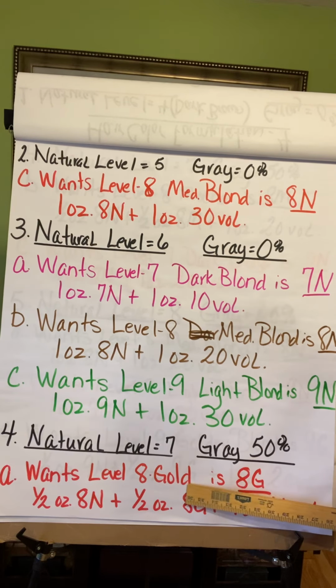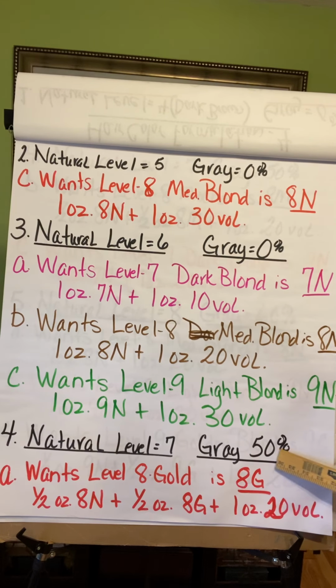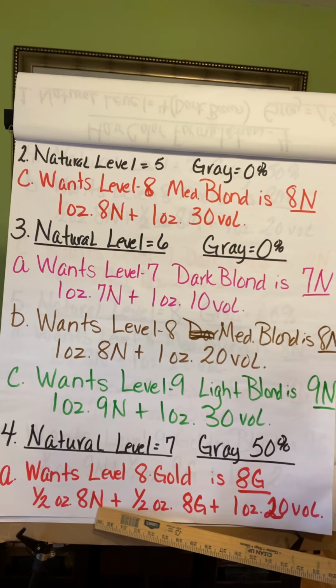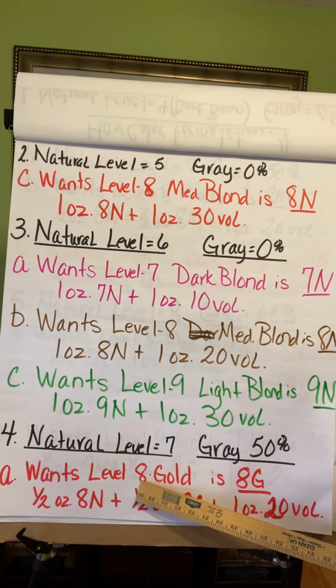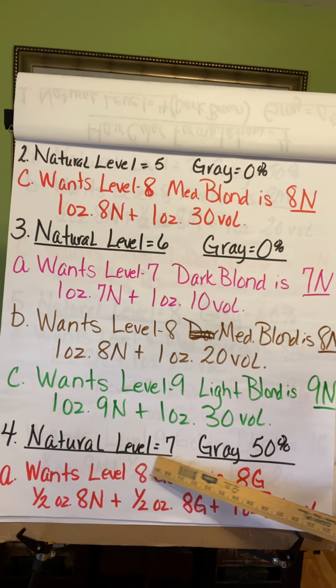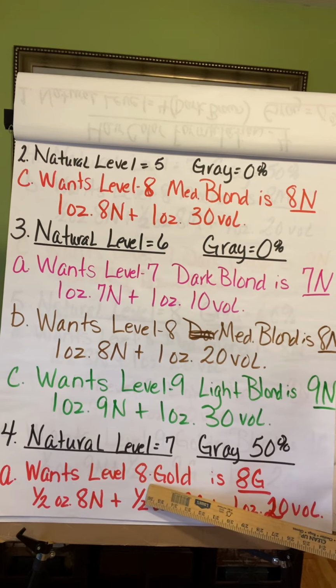So she wants to be a level 8 gold, which is 50% gray, so I have to add the natural in. I add the natural at the same level she wants. Do not put 7 in it. If you put 7 natural in it, it's going to be too dark. Your client is not going to be happy. It has to be in the level she wants.